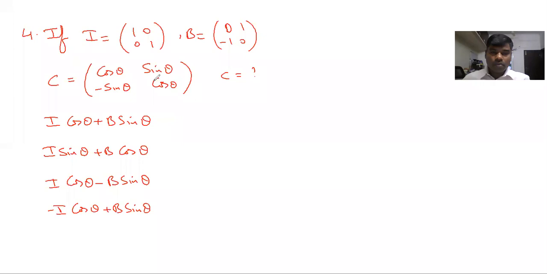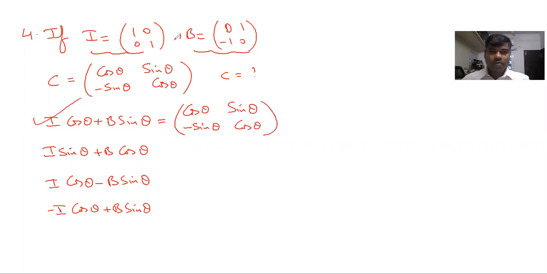So when they are given I and B, instead of rearranging this C in terms of I and B, calculate the options, and whichever gives the C, that will be the correct answer. When you're calculating, I should be multiplied with cos theta. So you get a cos theta here and sin theta here, minus sin theta here, and cos theta here. So this is the correct answer.